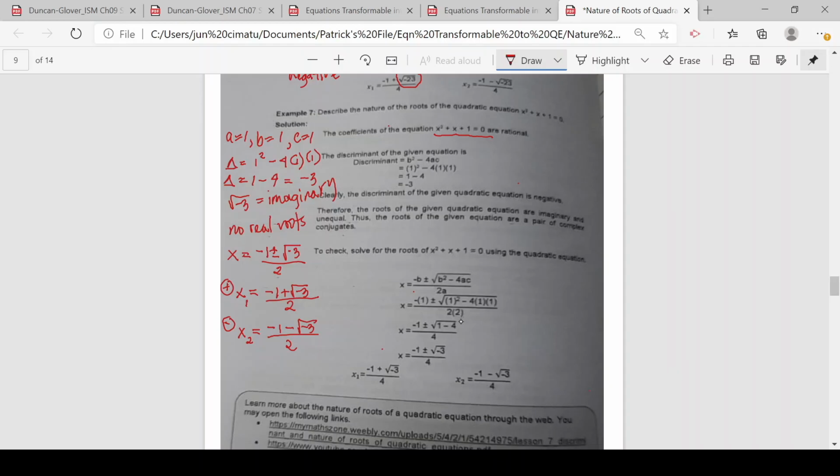Mali yung solution nito. Ito lang yan. Ito lang yung ano. A. A is equals to 1. So, 1 lang yun. So, ito ay negative B. Ano yung negative B? B is 1. 1. Plus minus square root ng negative 3 over 2 times 1. Ang pagkakasubstitute.